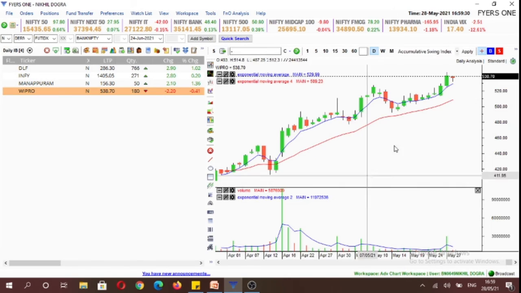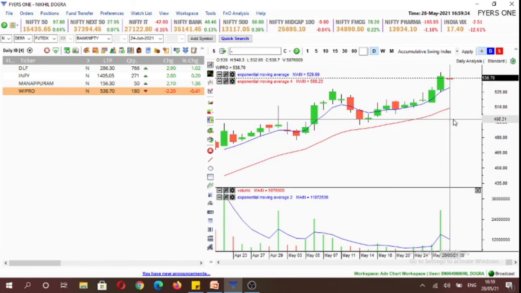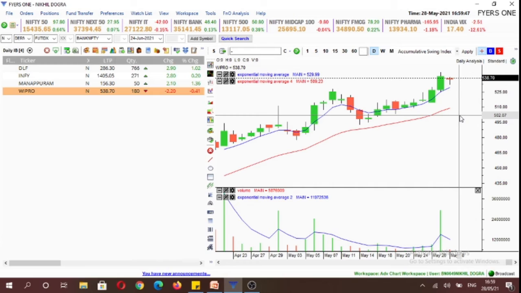Final stock for Monday is going to be Wipro. It's again in an uptrend. So we'll look for buying opportunity above 540.4 level with our normal position size, and we'll look for selling opportunity below 532.55 with half our normal size.